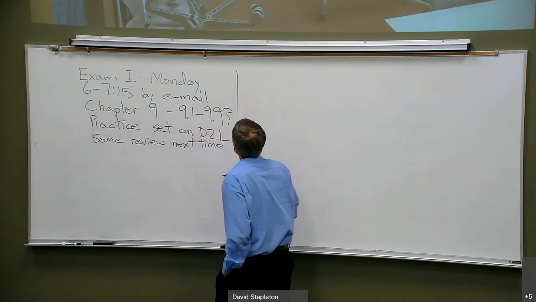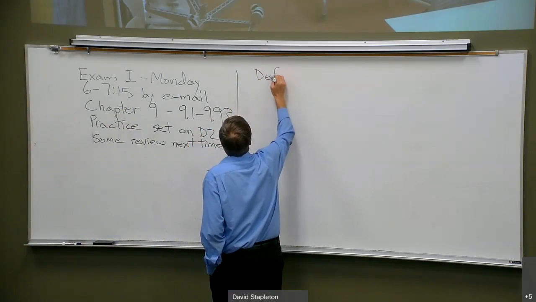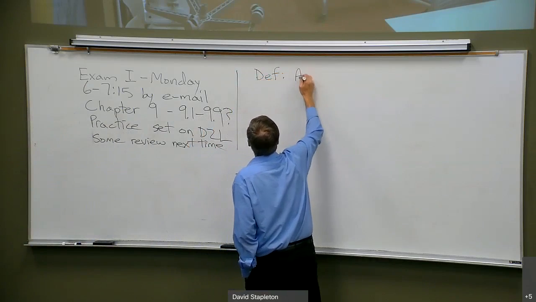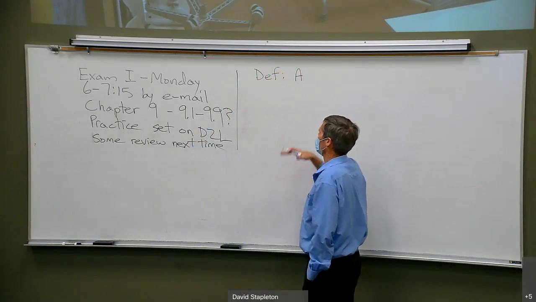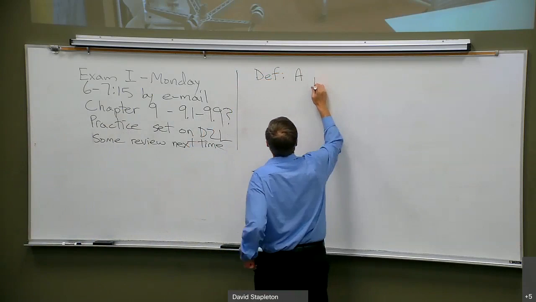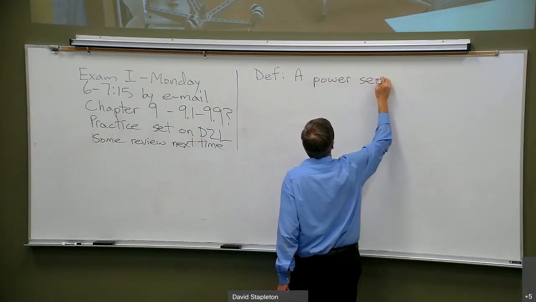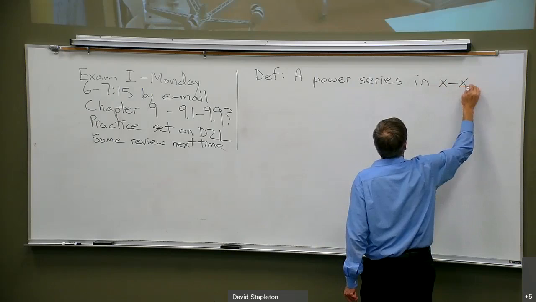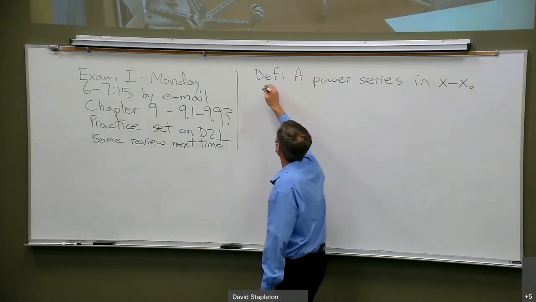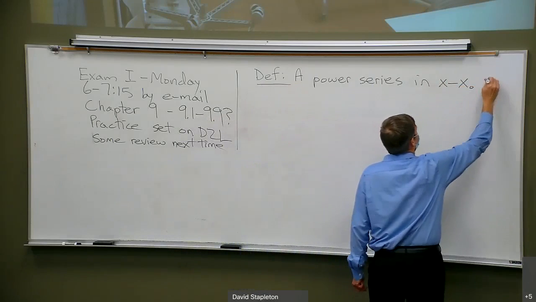Well, today we'll do some more on series, and we'll start with this definition. We were doing polynomials last time and just introduced the concept of series. So we'll say this: a power series in x minus some number, x naught, is an expression of this form.